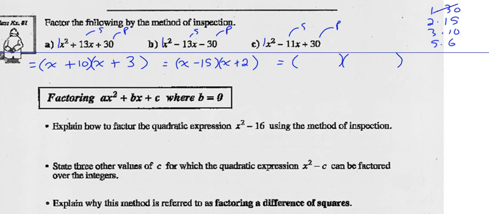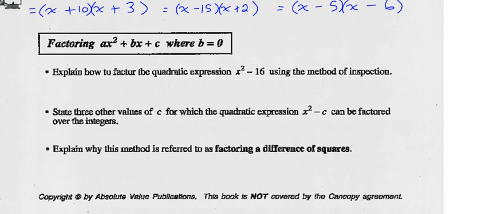Well, 1 and 30 would give me 31 or 29. 2 and 15 is 13 or 17. 3 and 10 would be 13 or 7. That just leaves me with 5 and 6. So I'm going to put my x in front of each bracket to get x squared, and then I'm going to use the 5 and the 6. Those are the only things that multiply to 30 and add to negative 11, so it's going to be minus 5 and minus 6.